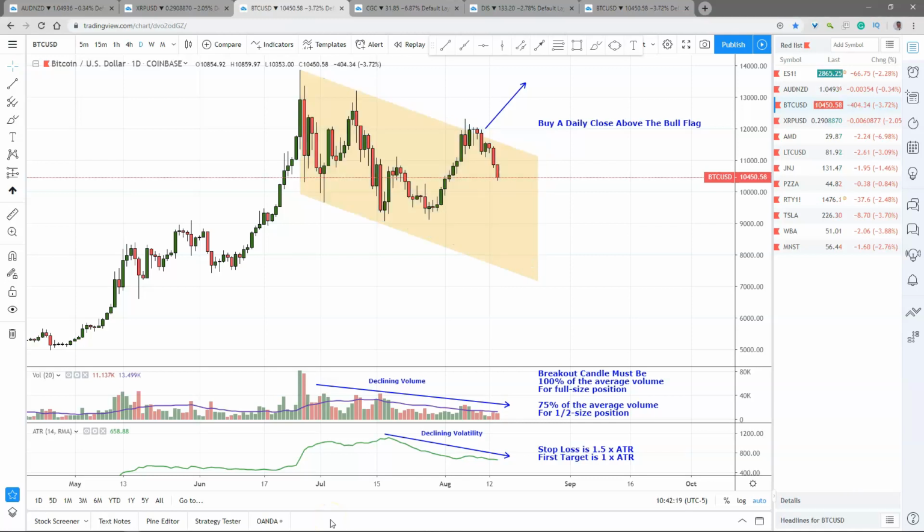This yellow channel is last week's bull flag pattern. We drew the pattern to the best of our ability at the time. The pattern had declining volume and declining volatility, and we took the trade on this break above the range right here, and I closed it when the candle came back and closed inside the bull flag. It was a good entry.